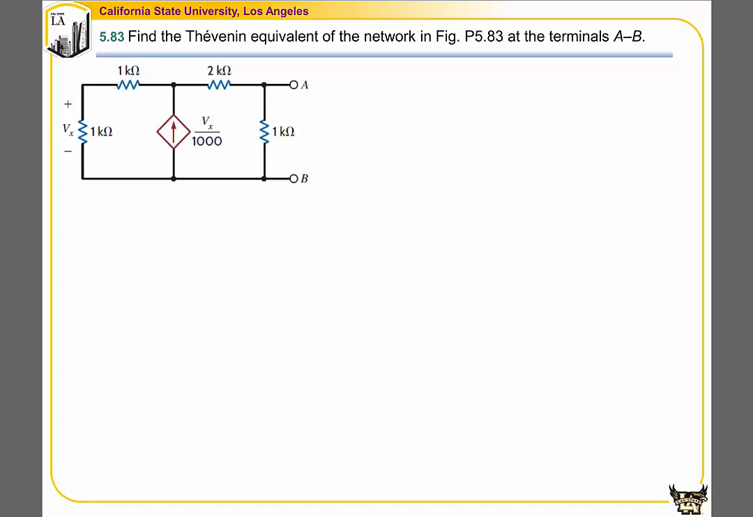In this example, we're going to find a Thevenin equivalent of the network at the terminal AB. By looking at the circuit, we notice that this circuit only has one dependent power source. It means that this circuit cannot self-start.